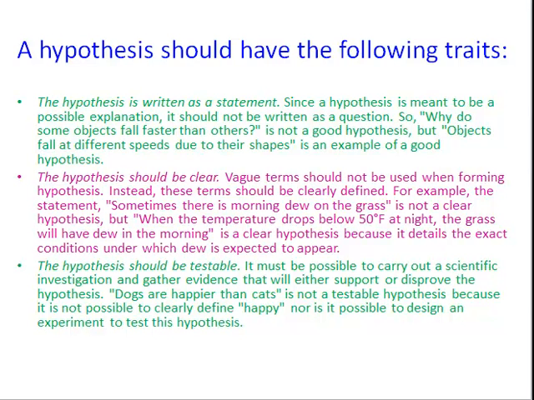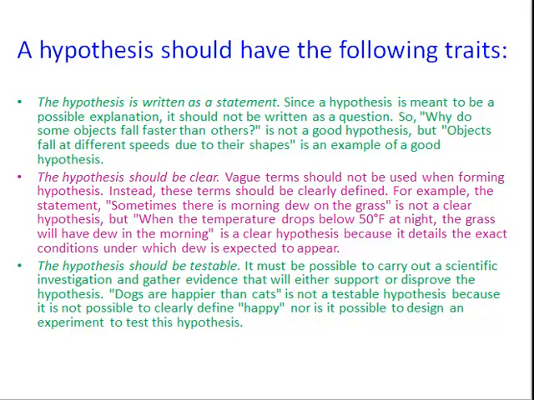Next, we want to make sure that the hypothesis is clear. Vague terms should not be used when forming a hypothesis. Instead, these terms should be clearly defined. For example, the statement, "Sometimes there is morning dew on the grass," is not a clear hypothesis, but when the temperature drops below 50 degrees Fahrenheit at night, the grass will have dew in the morning is a clear hypothesis because it details the exact conditions under which the dew is expected to appear.